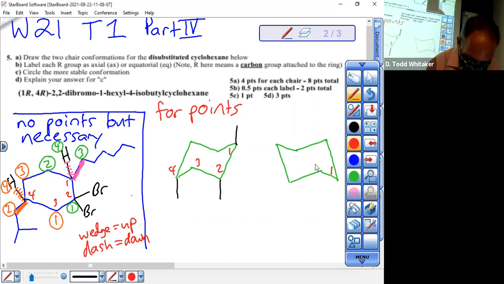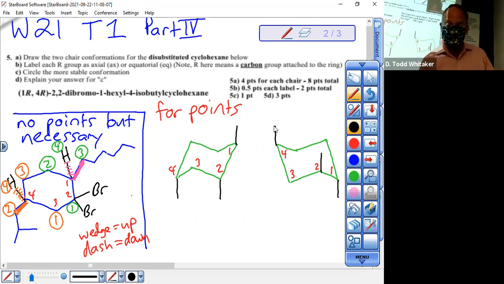Other chair, bottom right should be carbon 1. Same thing, put axials on first. Straight down, angle down, straight down axial. Angle up, straight up axial. Angle up, straight up axial.